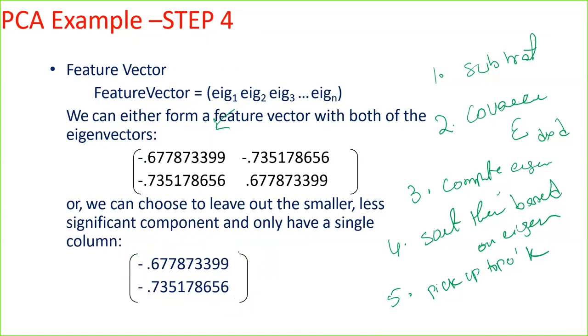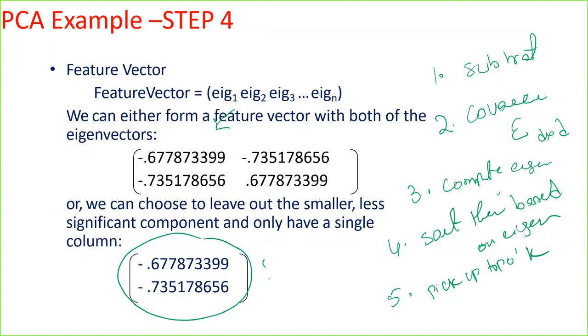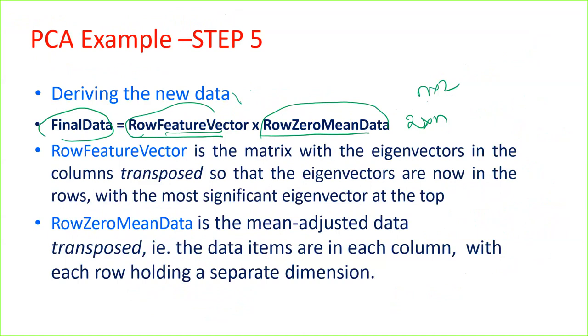What is this feature vector? The feature vector is this, which is of size 2 by 1. The row feature vector is the transpose of this. What will be the size of that? 1 by 2. So what will you get if you multiply 1 by 2 with 2 by n? 1 by n. Take the transpose of this, and you will get n by 1, which is the projected data or the final data.